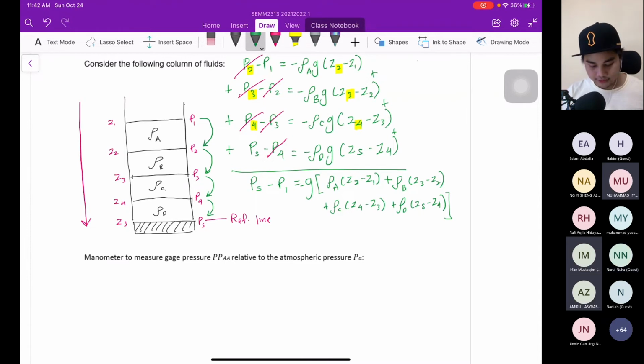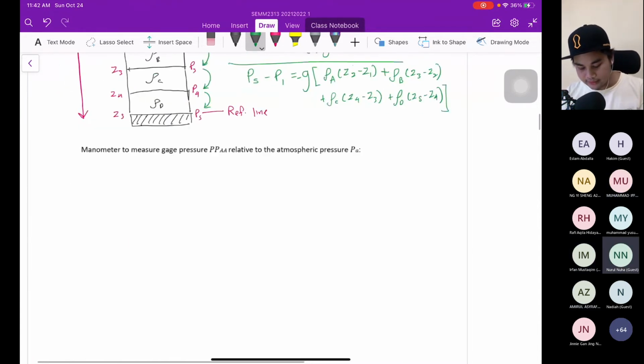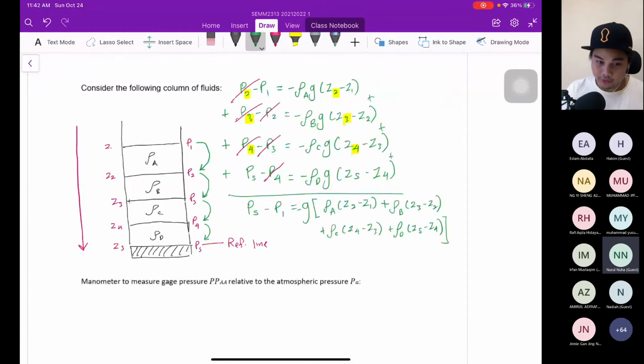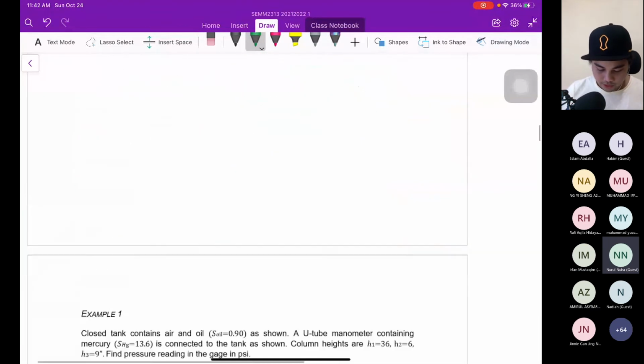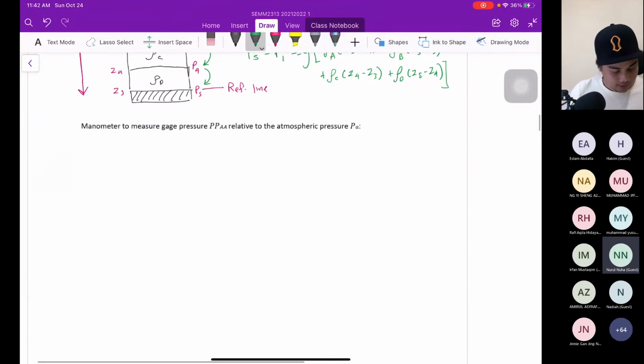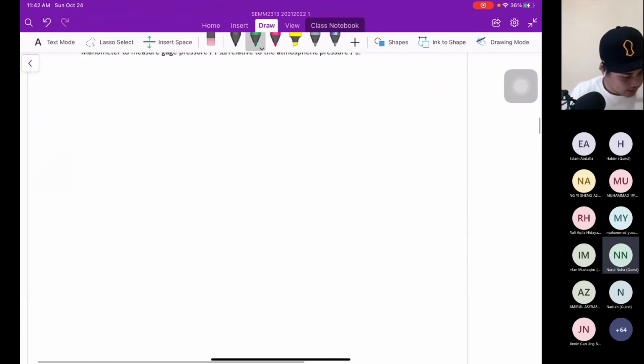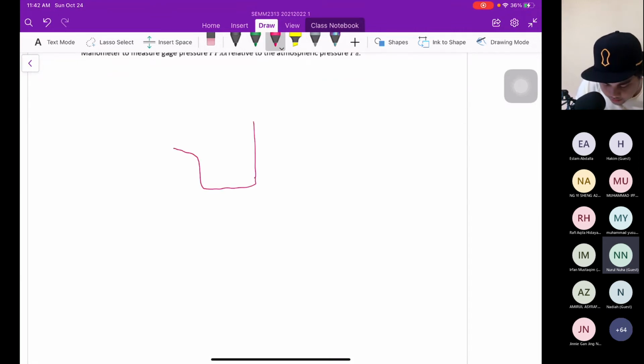No, doctor. Okay, we will try one example after this because this is very important. You learn about this. I want to give you one example. For example, this is our manometer. We draw the manometer. And then you have the pressure right here.